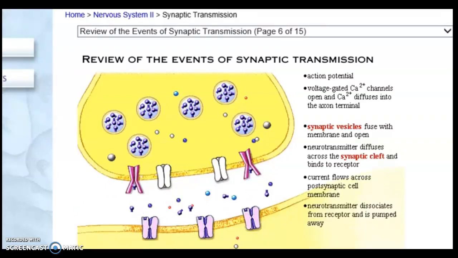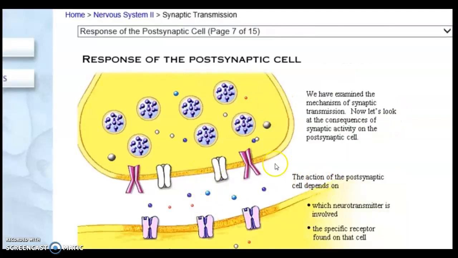Neurotransmitter dissociates from the receptor and is pumped back into the axon terminal. Click the presynaptic terminal to view the animation again. Okay, very important. Why did we do all this? The action of this cell that had this release depends on which neurotransmitter was involved.